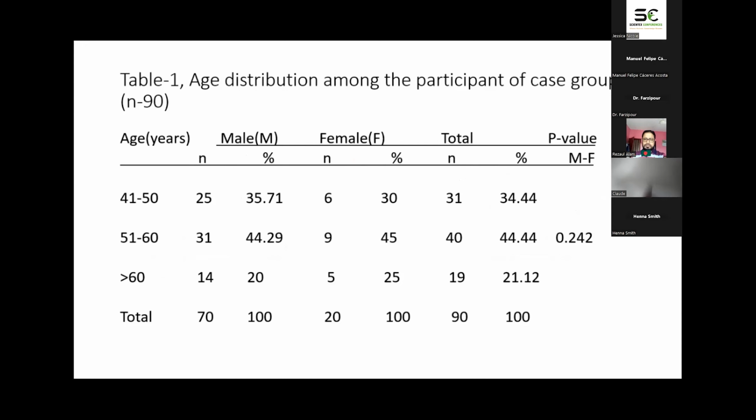In case between the age of 51 to 60 years, the number of males is 31 and females 9, and they constitute about 44%. And the age more than 60 years, the number of male participants was 14 and the number of females was 5. This is about 21%. Here we see most of the population remains within the age of 51 to 60 years.